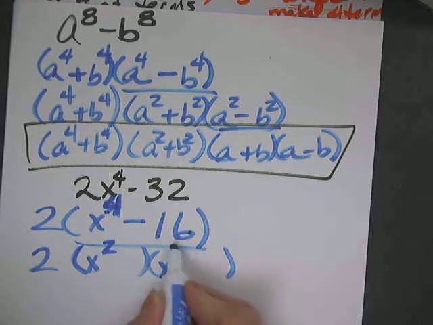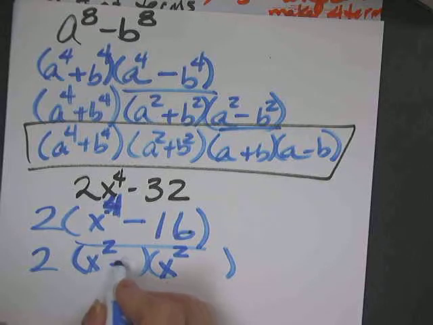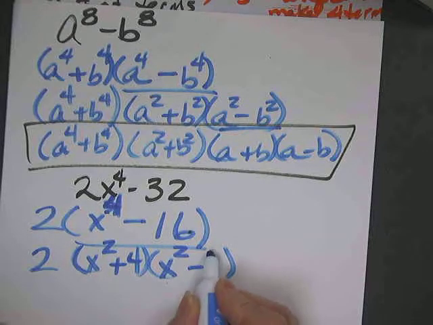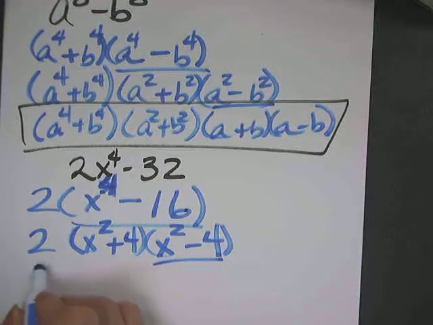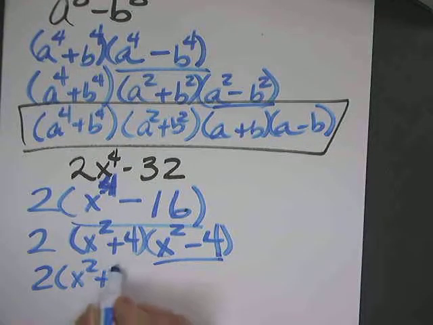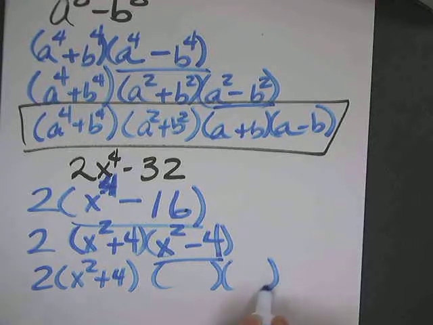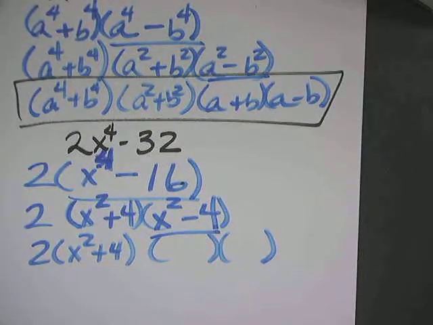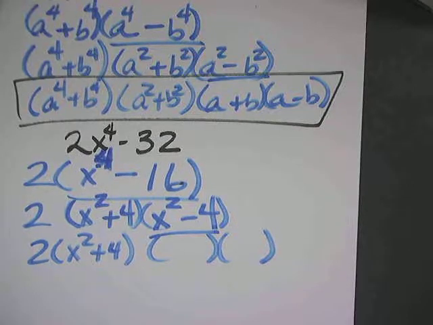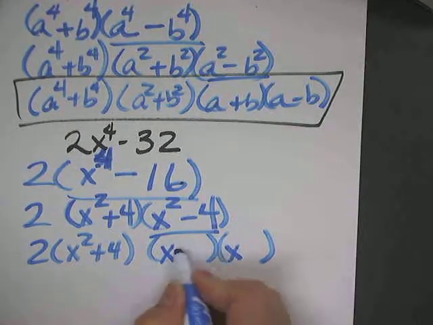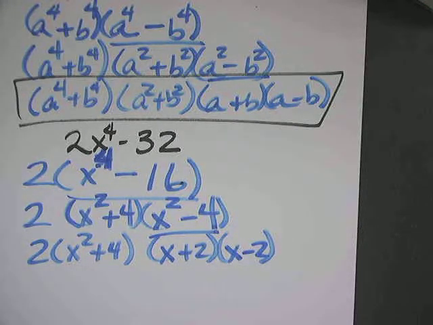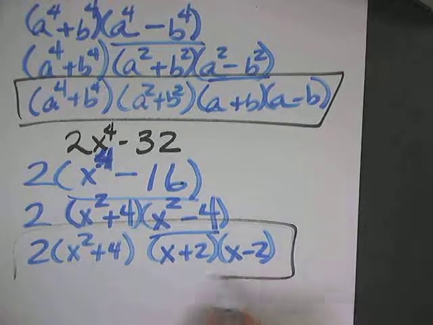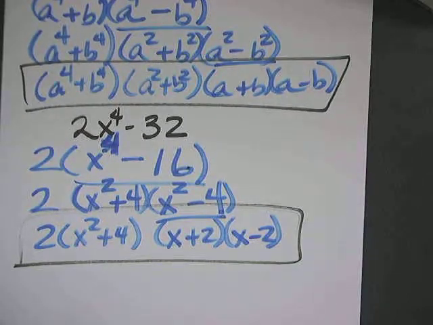Okay. X to the 4th, I almost put square. X to the 4th minus 16. Okay. Can we keep going? Difference of squares. So what's the power of the x? The exponent, half of 4, right? Plus and minus 4, right? Are we done? No, we can keep going.